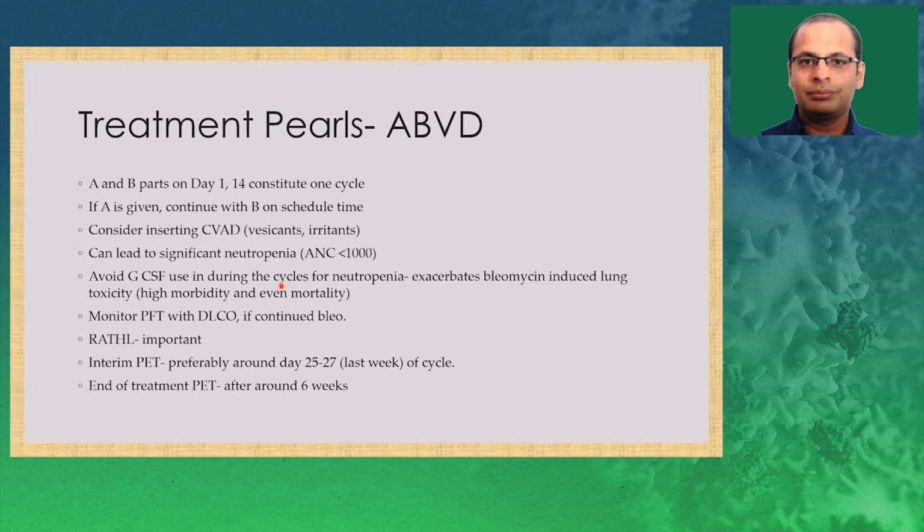The regime can lead to significant neutropenia in a certain group of patients, but we should avoid the use of GCSF early during the cycles because of neutropenia, as GCSF use has been associated with increased incidence of bleomycin-induced lung toxicity. For such patients, monitor with pulmonary function tests. The RATHL trial is important because if you are able to omit bleomycin, you can safely consider usage of this chemotherapy regime for prolonged periods. Interim PET should be done in the last week of the cycle, preferably around day 25 to 27, and end-of-treatment PET around 6 weeks after ABVD completion, whatever number of cycles you are considering.